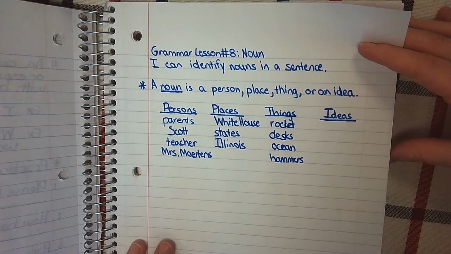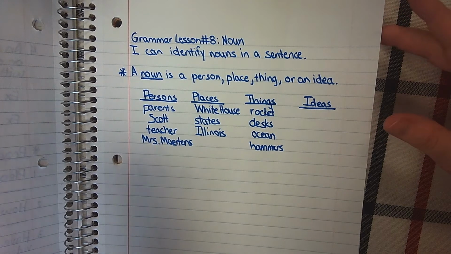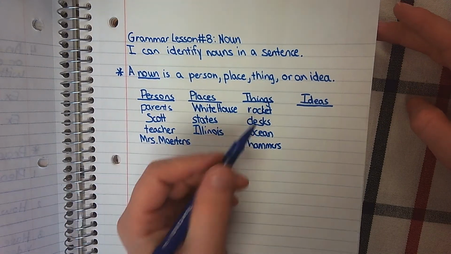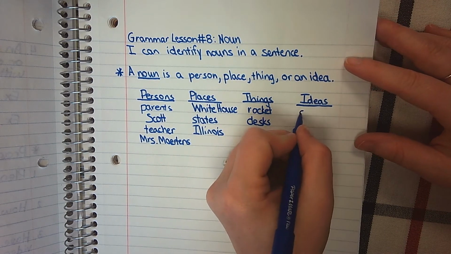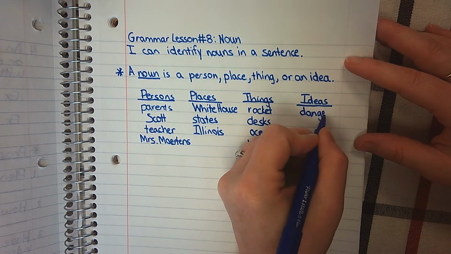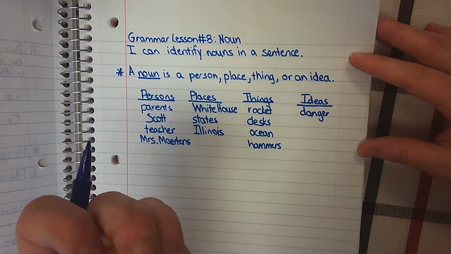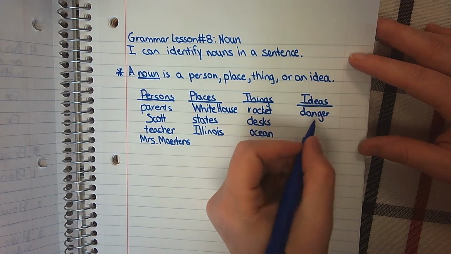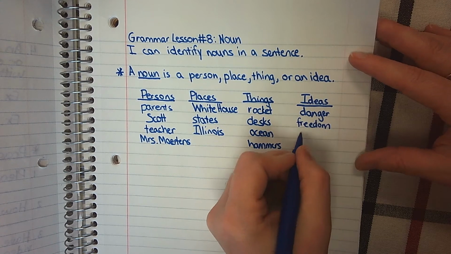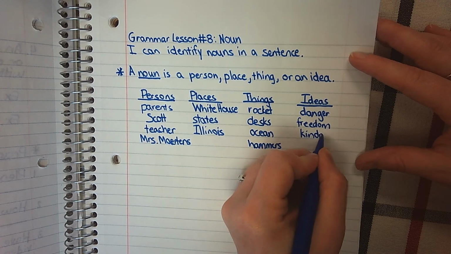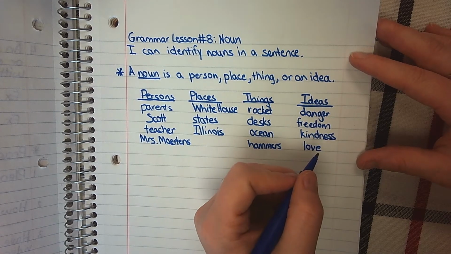And I think ideas are a little bit harder for us to think of as nouns because an idea comes from your mind, so it's not something you can physically touch like you can these things. So one example of a noun would be danger. It's not something you touch, but you get all the ideas and clues about danger, and danger itself, that idea, we consider to be a noun. Another one would be freedom, kindness, love. Okay, all of these are ideas.